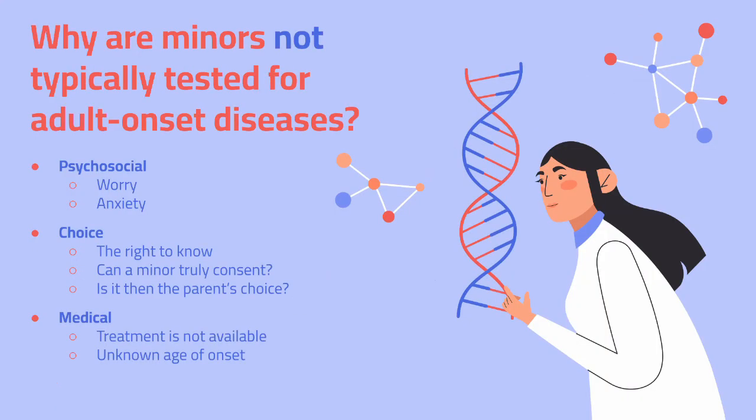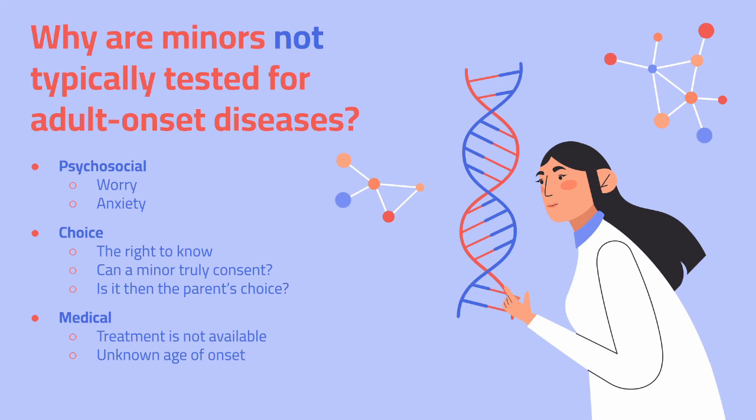The question you're probably wondering is, why would a child not be tested for an adult onset disease? This slide lists a couple of examples, but there are many more. One reason is testing may induce worry or anxiety. Other reasons include the idea that minors are unable to give informed consent, so the decision is left to the parents. Thus, is the minor truly consenting to testing, and does that take away their right to know? Currently, most of these adult onset diseases do not have treatment and do not have an exact age of onset. This can lead to further discussion on whether testing a minor for these conditions is ethical.